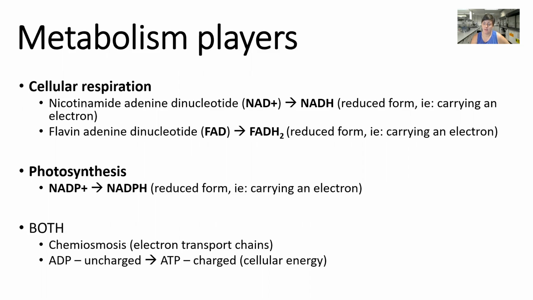Photosynthesis uses another electron carrier that cellular respiration does not, and that is nicotinamide adenine dinucleotide phosphate, or NADP+. When it gains an electron and a hydrogen, it becomes NADPH. So again, when these molecules gain an electron and are reduced, you can tell because they have that hydrogen as well.